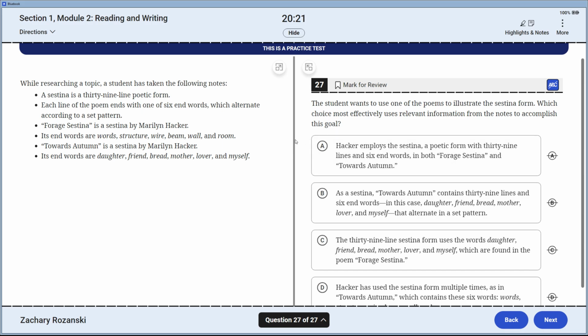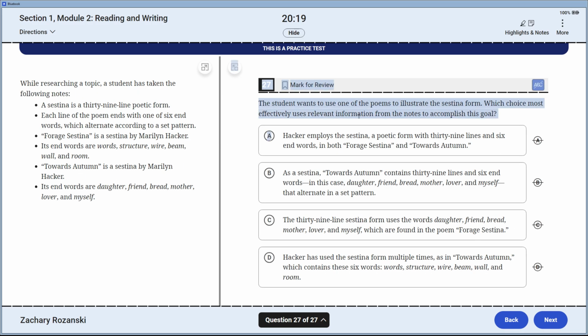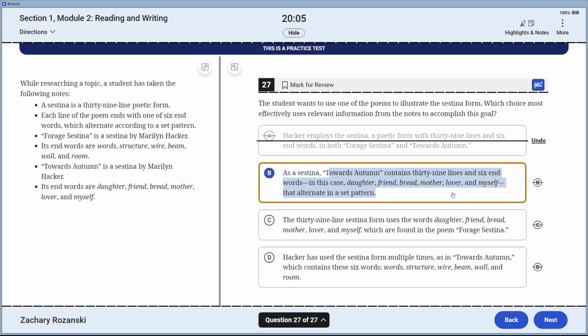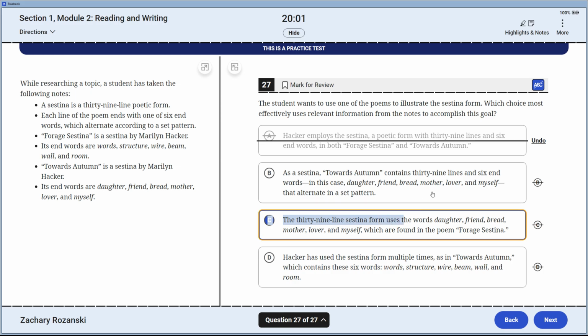Next, the student wants to use one of the poems to illustrate the sestina form. Hacker implies that a poetic form uses one of the poems. This is giving me both of the poems. As a sestina, Towards Autumn contains gorgeous, illustrating it. I love it. The 36 nines. This seems to be doing the exact same as this.